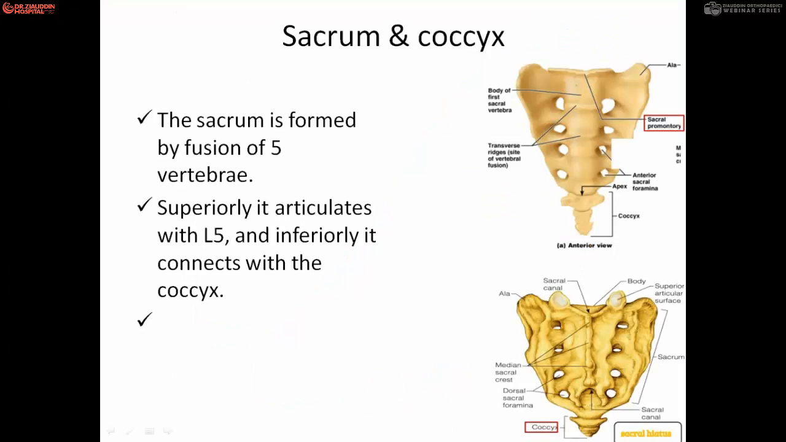Coming towards the sacrum and coccyx, the sacrum is formed by fusion of 5 vertebrae. Superiorly, it articulates with L5, and inferiorly, it connects with the coccyx. The sacral promontory is the anterior and upper margin of the first sacral vertebra. The wing-like ala on both sides articulate with the hip bone, forming the sacroiliac joints. Posteriorly, the sacrum forms the posterior wall of the pelvic cavity. Its dorsal midline surface is roughened by the median crest, which is visible here.